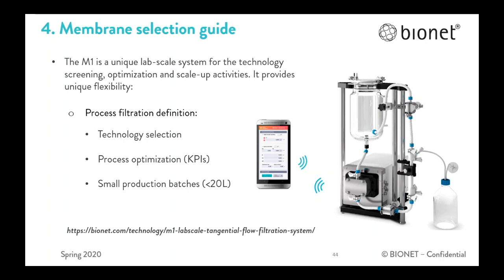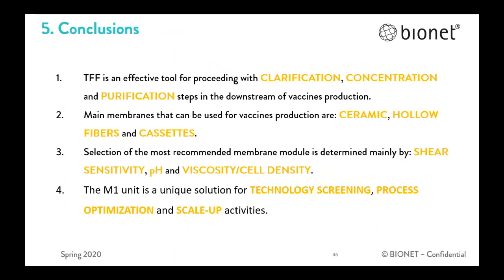And to finish, some conclusions. We have seen that DFF is an effective tool for proceeding with clarification, concentration, and purification steps in the downstream of vaccines production. Main membranes that can be used for vaccines production are ceramic, hollow fibers, and cassettes. A correct pore size selection minimizes fouling and product losses. Selection of the most recommended membrane module is determined mainly by shear sensitivity, pH, and viscosity or cell density. The M1 unit is a unique solution for technology screening, process optimization, and scale-up activities.